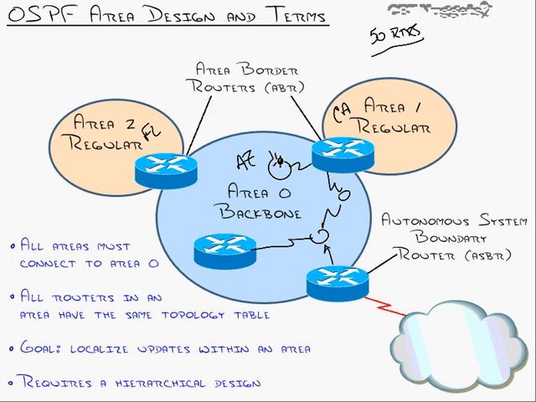Inside of an area, you'll have internal routers. And these are routers that belong to an area. That internal router connects to area 0 and knows nothing but area 0. In area 2, I have another router. That router is an internal router in area 2, and it knows nothing but area 2. These routers that sit between areas are known as ABRs, area border routers.